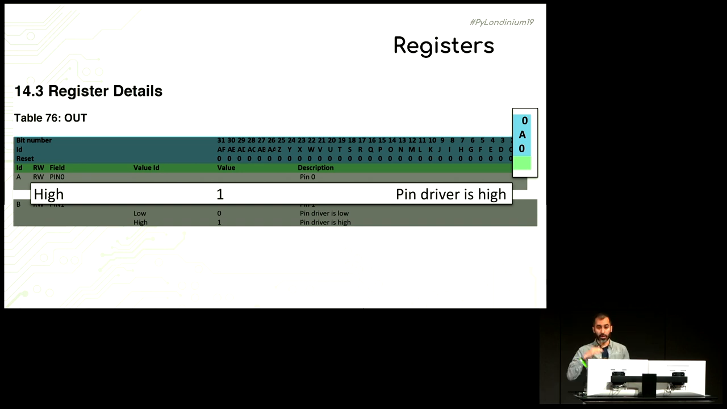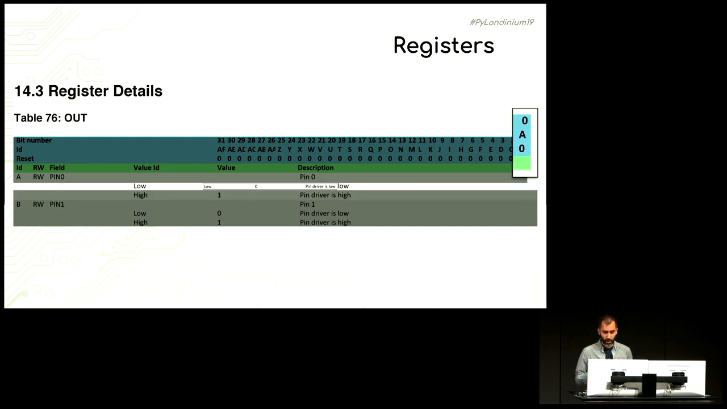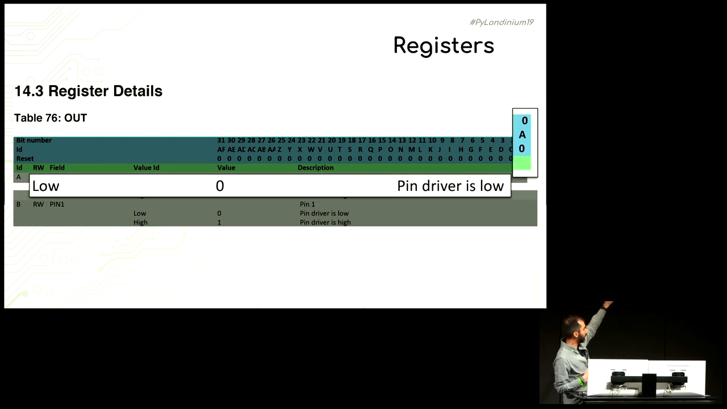And if we do that, the LED will turn on. On the other hand, it also tells us that if we write a 0 into that bit, the pin will go low, and that will turn off the LED. And it's really that simple. All we do is we look for the right register in the right peripheral, we write some bits, and we read some bits from there, and that's what makes our hardware do stuff.